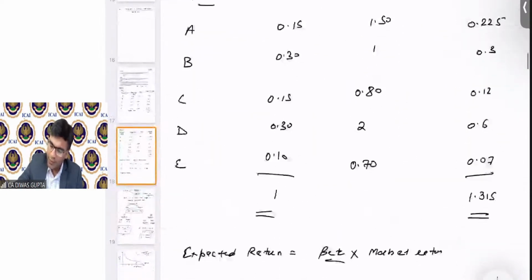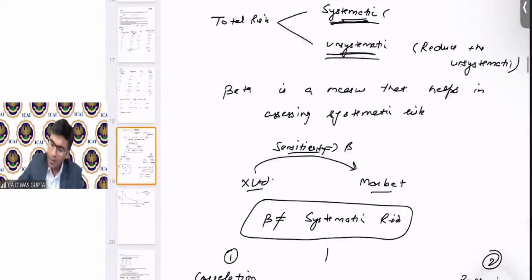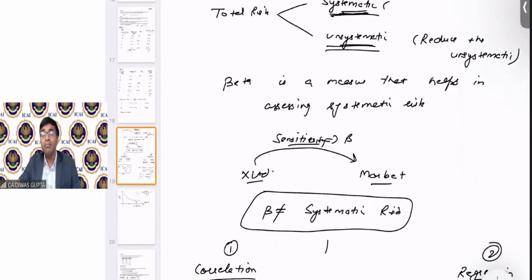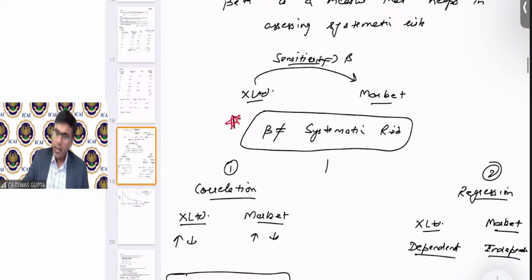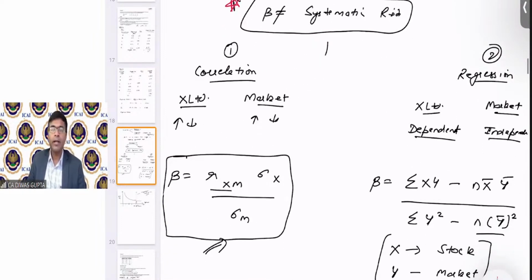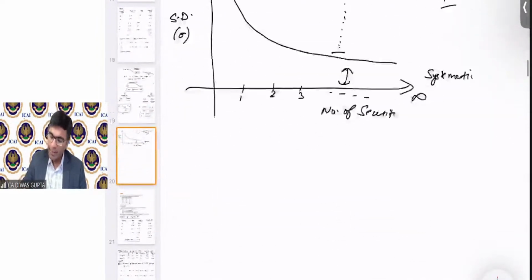Then comes the discussion on beta. We said that total risk was systematic and unsystematic. Please do remember, beta is not systematic risk. This is very, very important. It is a measure that helps in calculating systematic risk, but it is not at all a systematic risk. So X is limited in relation to market and beta is calculated using these two techniques, students.